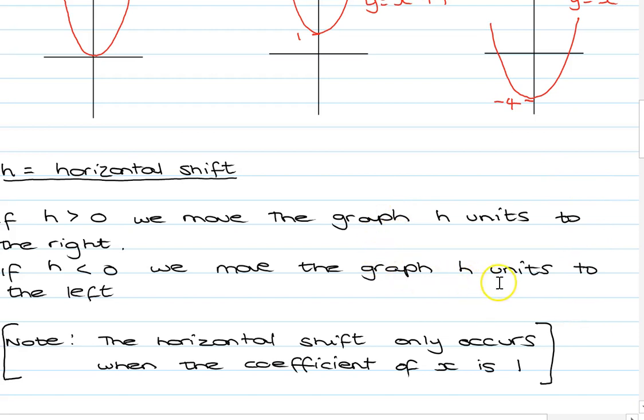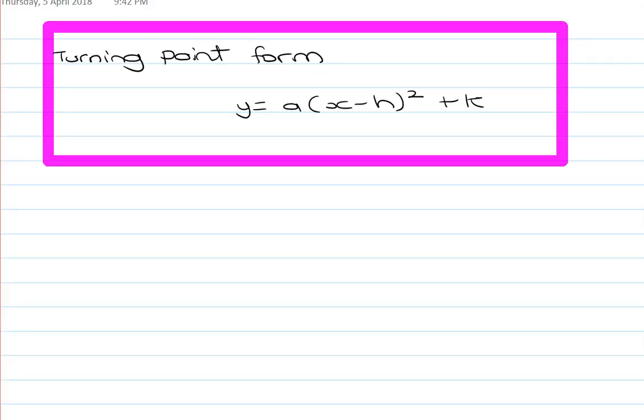Note that the horizontal shift only occurs when the coefficient of x is 1. So you might be in a situation where you have to factorize to make sure that the coefficient of x is 1. Now, one of the most important things about turning point form is that h and k give us the coordinate of the turning point on any graph. Coordinate of the turning point.